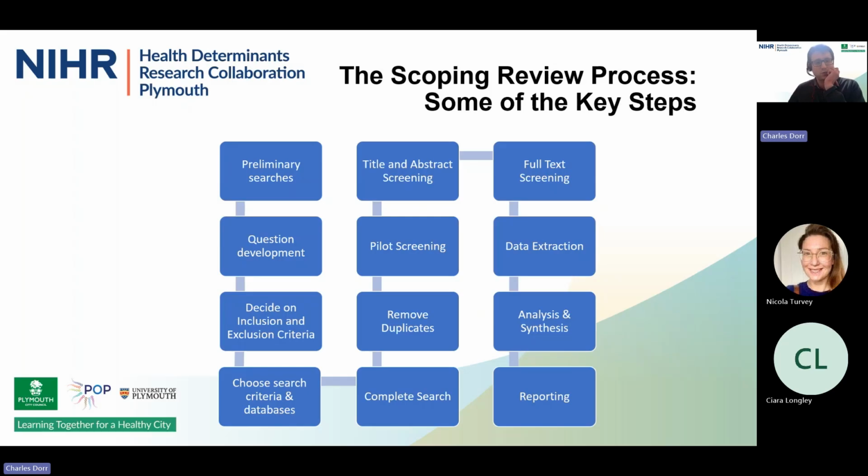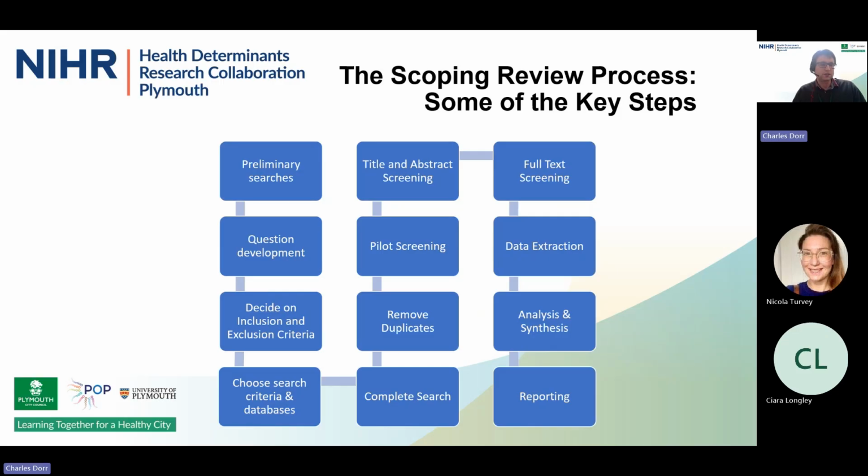The next process, once you've designed your question and you've got your inclusion and exclusion criteria, I should say as well that by this point you'll have at least a draft protocol, which is something that we designed for the retrofitting project. But the next stage will be to design some search criteria and then select some databases to search those criteria, which we'll cover shortly.